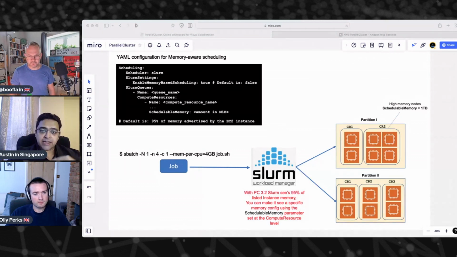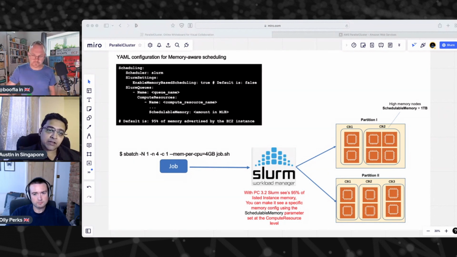So you could say that we have multiple queues, and I've called them partition 1 and partition 2 over here. So those are 2 queues. And in those queues, you have multiple compute resources. Each compute resource maps to a specific instance type. And what you can then do is provide the schedulable memory for that particular instance, which reflects on that compute resource, to any specific number. In this case, it's 1 terabyte, right?